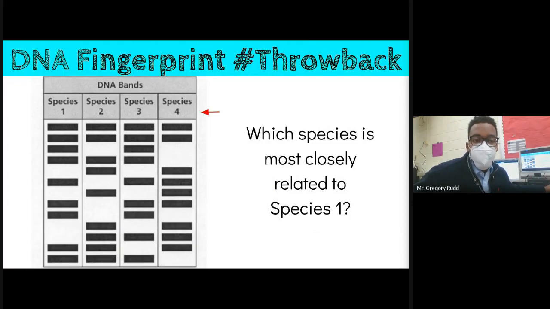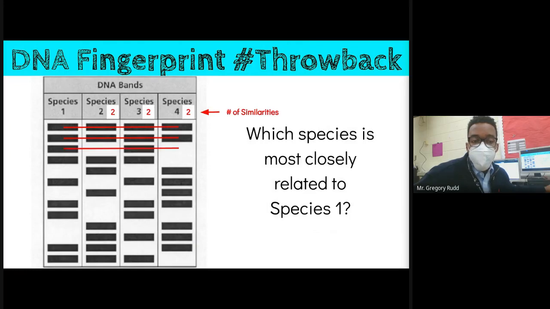So if we look at that very first band of DNA at the top, species two, species three, and species four all have that one in common with species one. That means they have one similarity there. Then we literally look at the next band. Again, we're trying to find out what their relation is with species one, so we're looking at the bands that species one has. Looks like all three of them have that in common with species one as well. So there's two similarities.